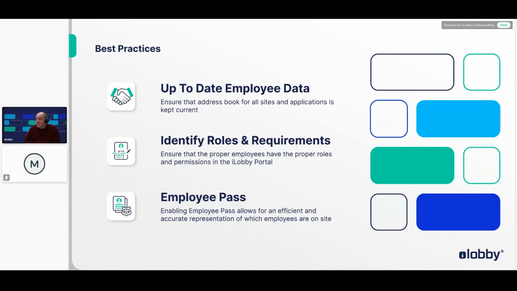Next up, we have identify roles and requirements. So just to ensure that the proper employees have the proper roles and permissions in the iLobby portal, whether that be being set up as admins, as hosts, being in the address book, being able to receive notifications, having access to manage emergencies, as well as having access to the iLobby companion app for some of those use cases that we discussed today.